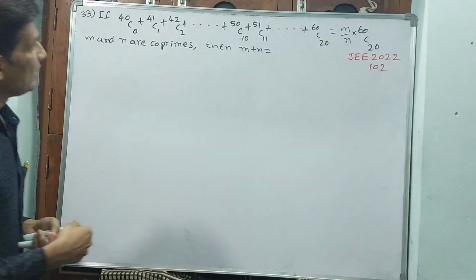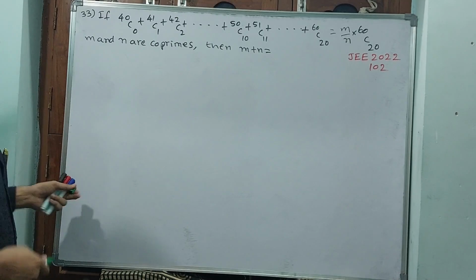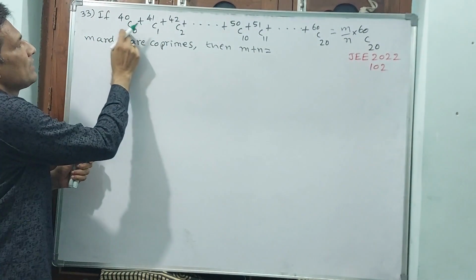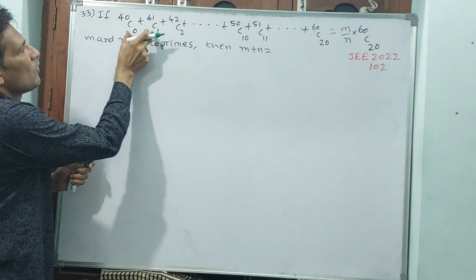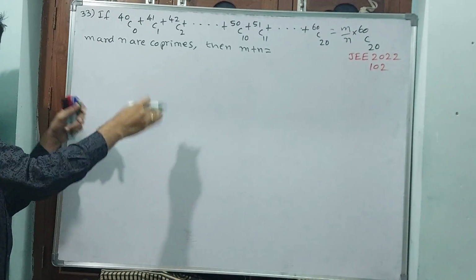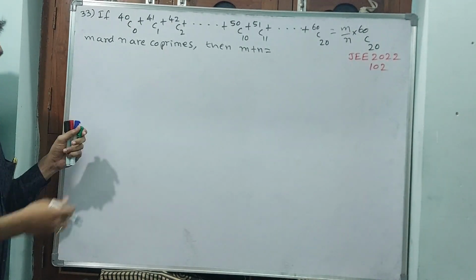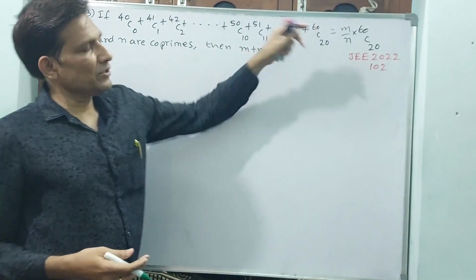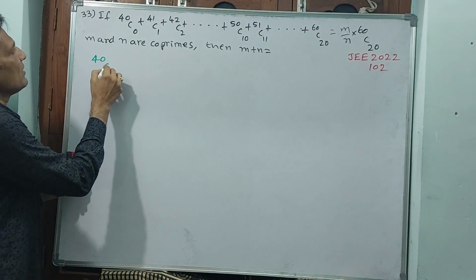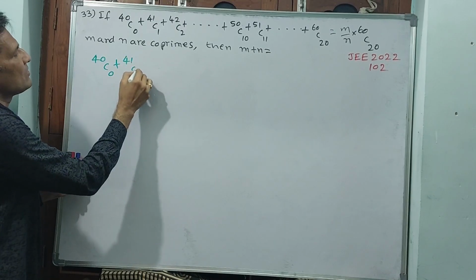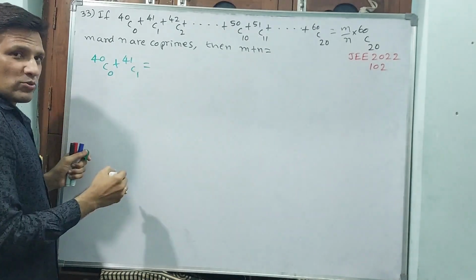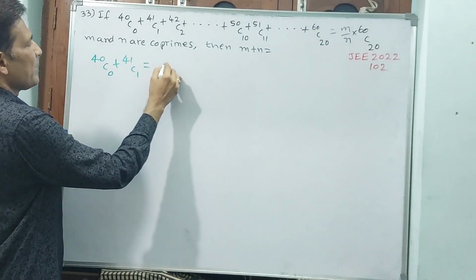This is a very good question. I am not taking all the terms; 2 terms, 3 terms, 4 terms I will take. I will make one algorithm, and we will give the final result. See how I am doing. I want to take 40C0 plus 41C1, only these 2. These 2 I want to write like this. Observe carefully what I am writing.